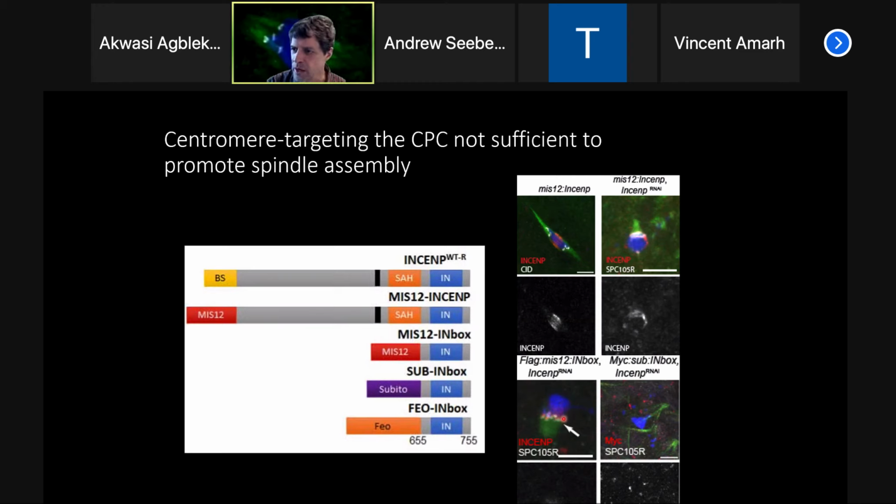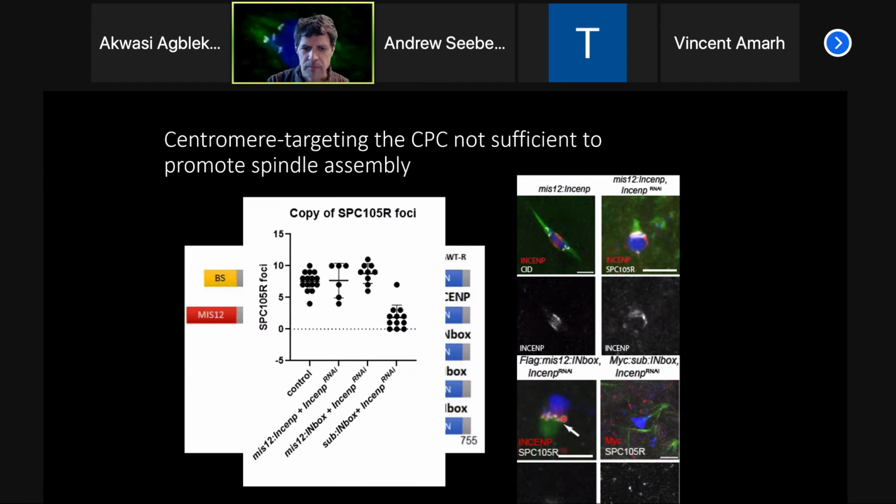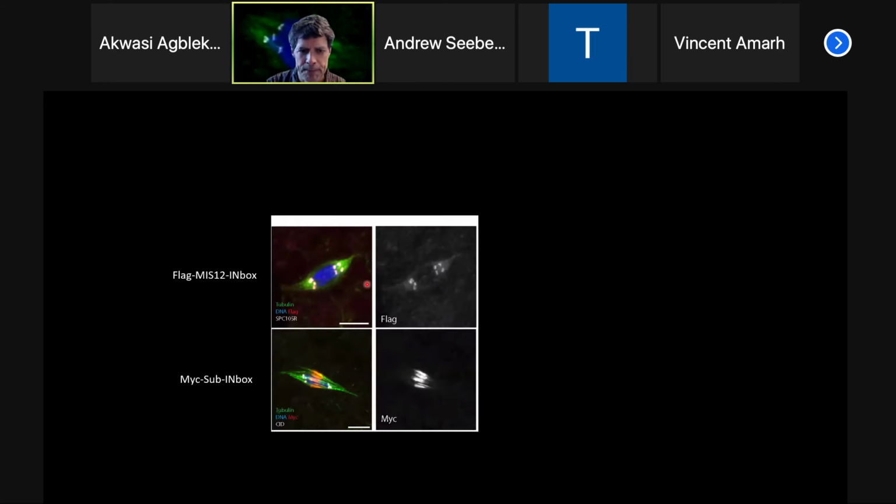We quantitate all of this. On the left, you're seeing the wild type with lots of SPC105R foci per oocyte. You actually expect 8 because there are 8 centromeres at metaphase 1. When we target MIS-12 INCENP to the centromeres, you get lots of kinetochores too, but you don't get a full spindle. So what happens if you target CPC to the microtubules instead?